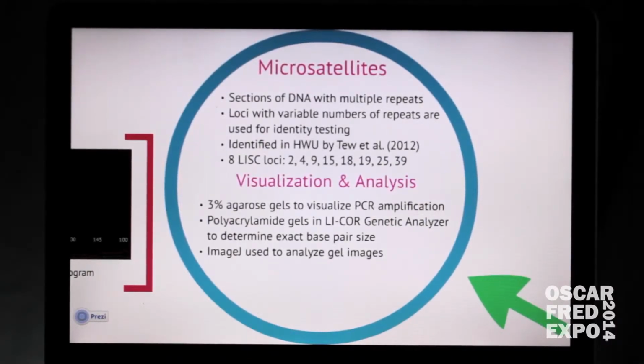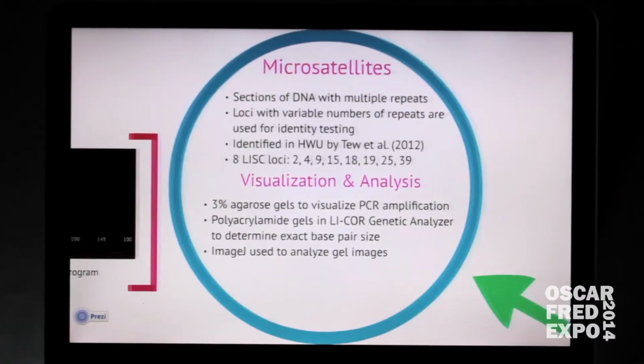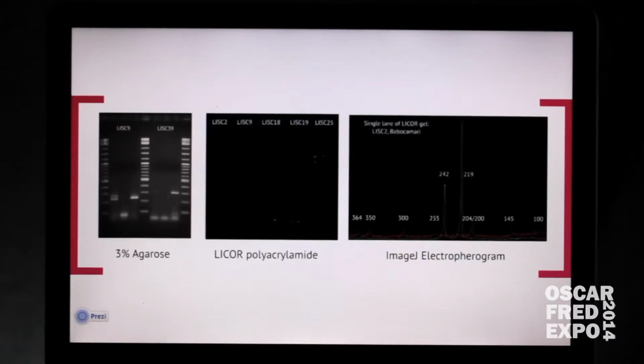In doing this study, I used 3% agarose gels as well as polyacrylamide gels in a genetic analyzer to determine the exact base pair size of the alleles that we had in these populations. ImageJ was then used to analyze the gel images. Here we have some sample gels.